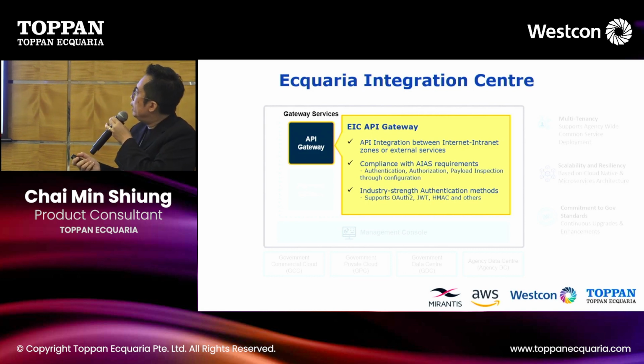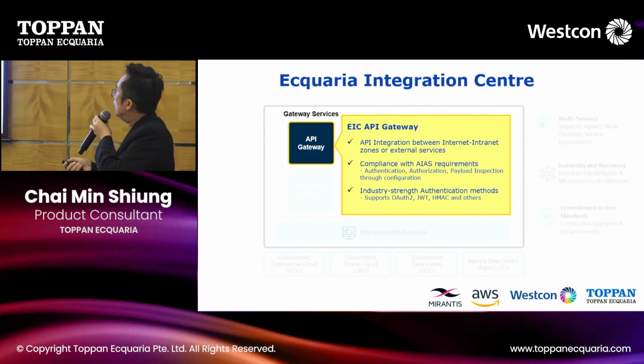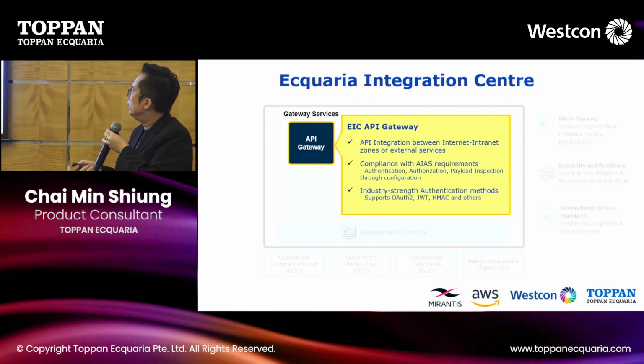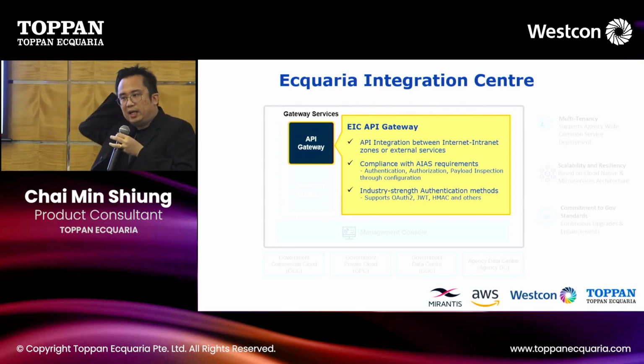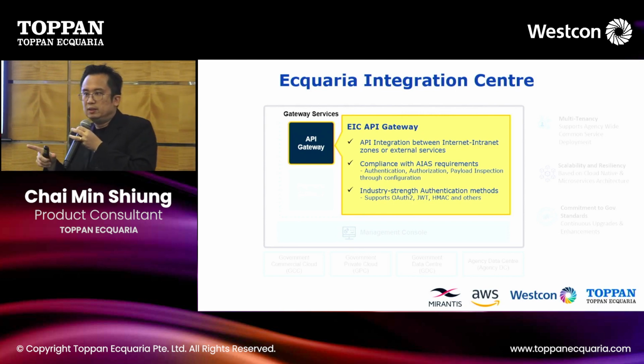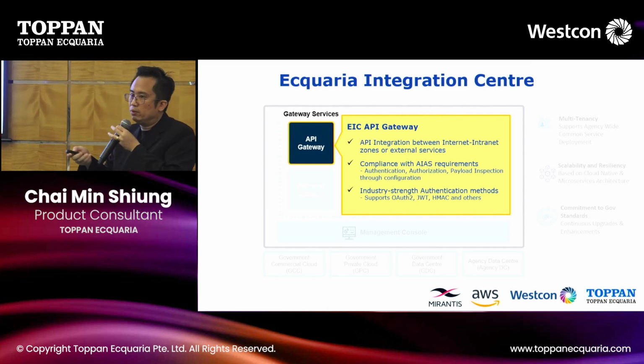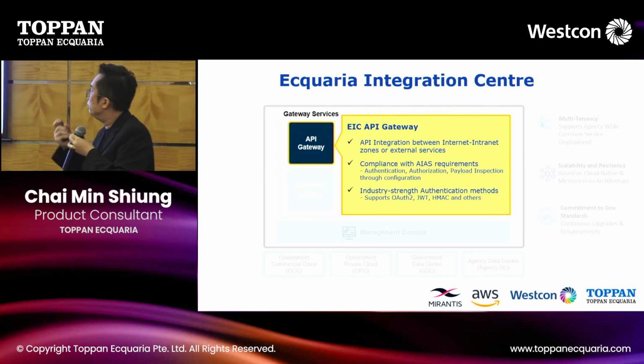Next, the API gateway is compliant with AI's requirements in terms of authentication, authorization, and payload inspection. Earlier, when I was talking about AIAS, it's not just specific to architecture. We also have to comply, when we do any API integration, with these three security-related features. And it also supports industry strength authentication methods. So how we ensure the authentication and authorization is through industry strength authentication methods such as OAuth, JWT, and HMAC.